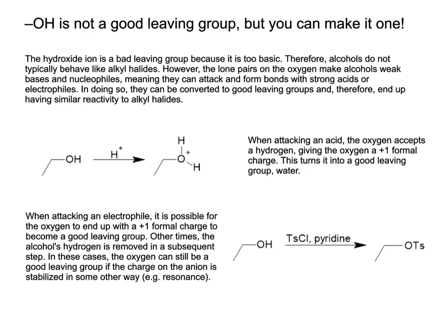The second way is that we can attack an electrophile. While it is possible for the oxygen to end up with a +1 formal charge to become a good leaving group when it attacks an electrophile, other times the alcohol's hydrogen is also removed in a subsequent step. In those cases, the oxygen can still be a good leaving group because the charge on the anion might be stabilized in some other way, such as through resonance.